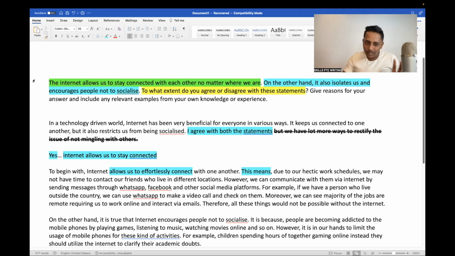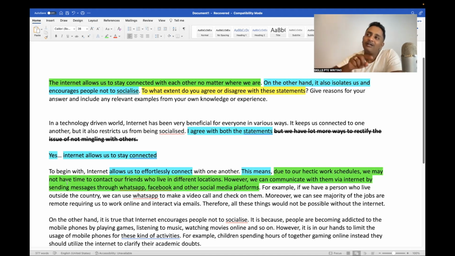So whatever she told in the main idea, pay more attention: allows us to effortlessly connect. This effortlessly connect, she has to expand. That is what she has done in the next two lines. Due to the hectic work schedules, we may not have time to take a cab, traffic, this in different locations. However, we can communicate with them via internet by sending messages. And this is very effortless, just a click of a button. Probably you could have written by sending messages easily through WhatsApp, Facebook, and other social media.